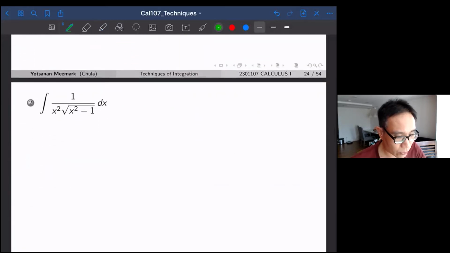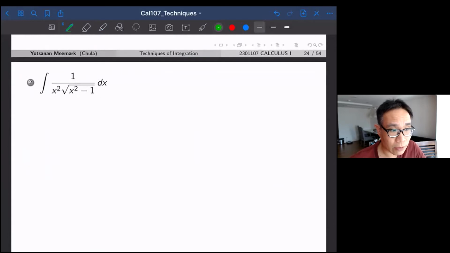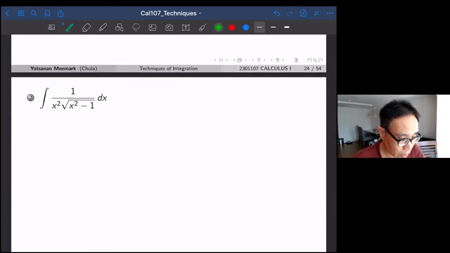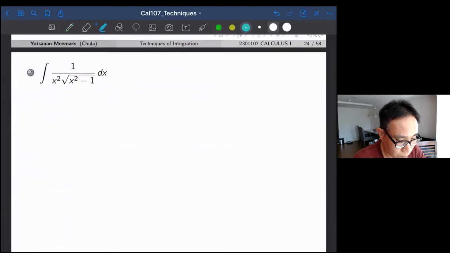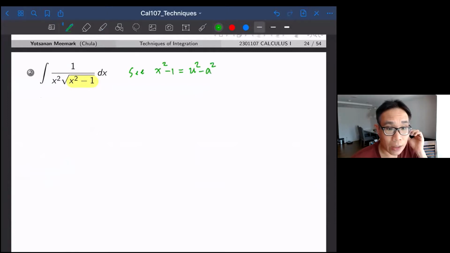Another example is 1 over x squared minus 1, the yellow one. The thing that you see here, x squared minus 1, is u squared minus a squared. Again u is a function in x and a is a constant. So in this case, u equals x and a equals 1.